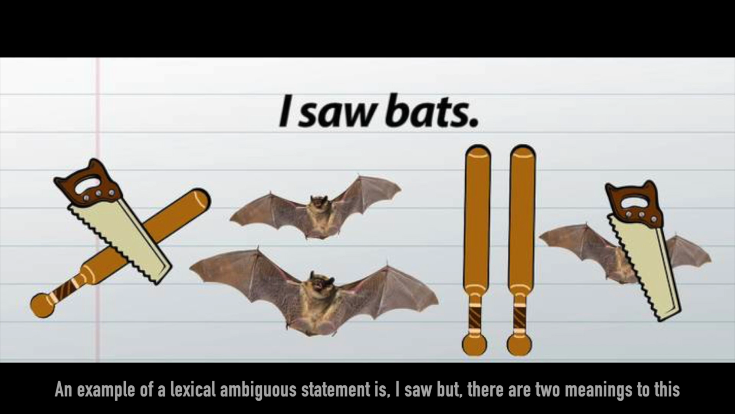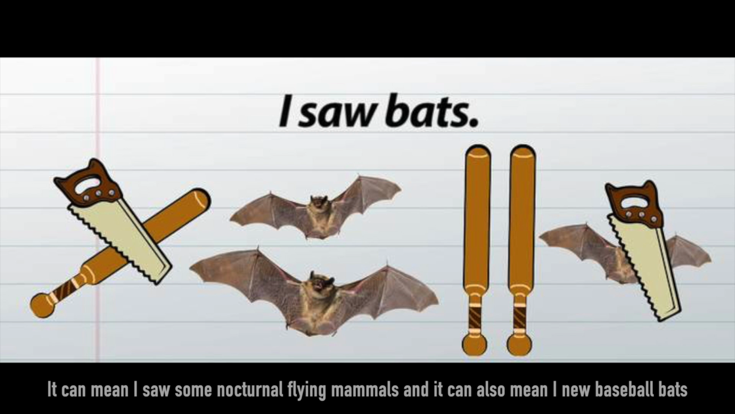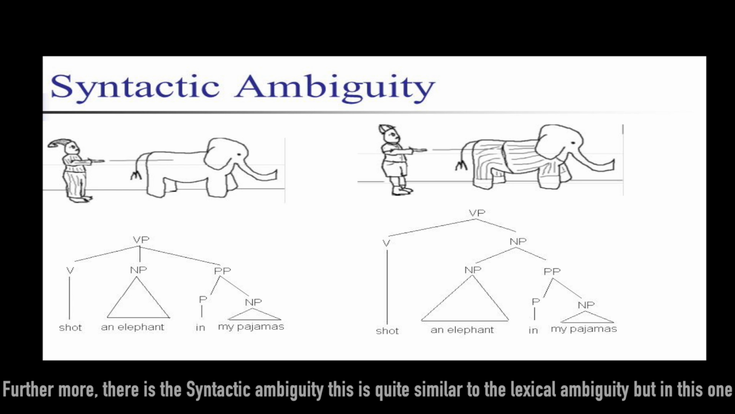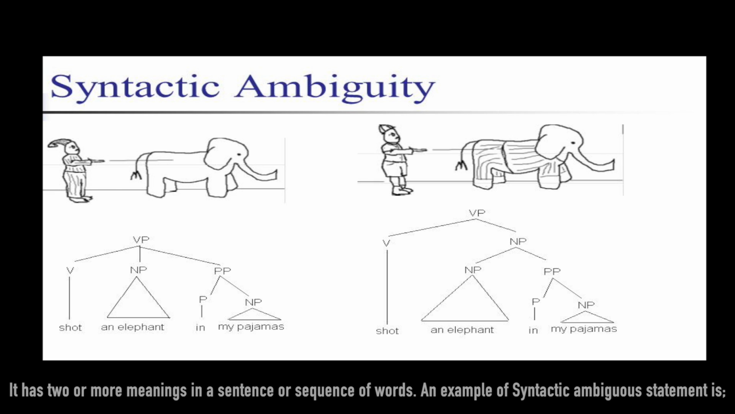An example of a lexical ambiguous statement is I saw bat. There are two meanings to this. It can mean I saw some nocturnal flying mammals, and it can also mean I viewed baseball bats. Furthermore, there's the syntactic ambiguity. This is quite similar to the lexical ambiguity, but in this one, it has two or more possible meanings in a sentence or sequence of words.